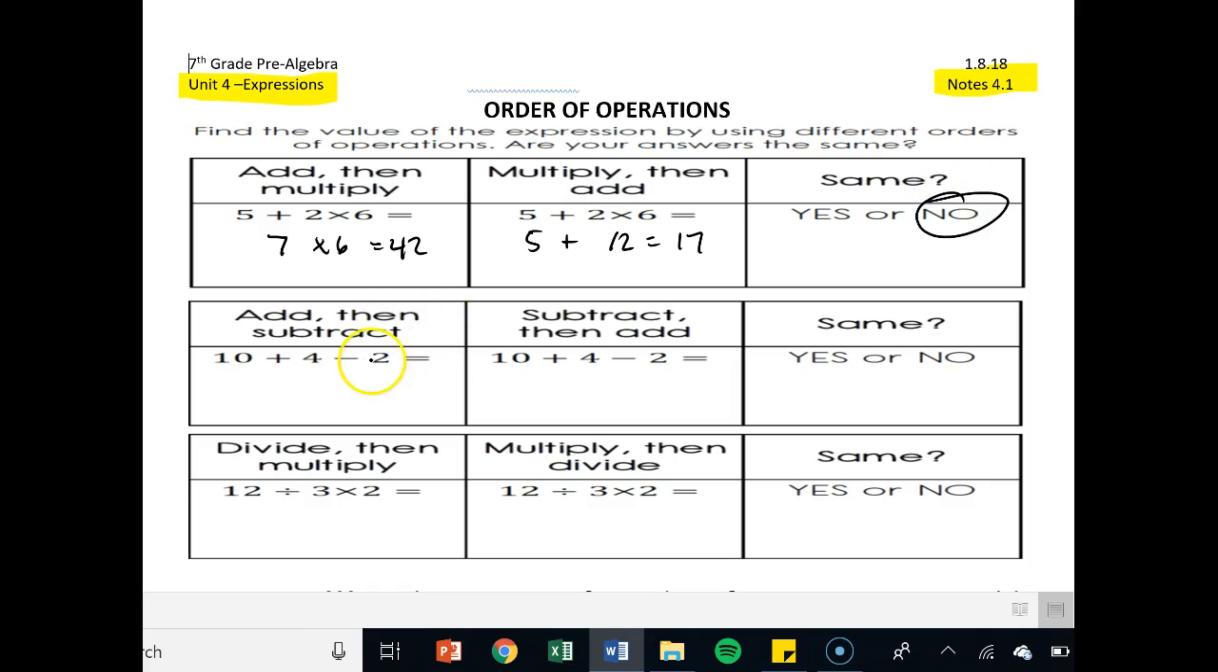All right, add then subtract. 10 plus 4 is 14, minus 2 is 12. Okay, subtract then add. 4 minus 2 is 2, plus 10. 10 plus 2 is equal to 12. So yes, they are the same. Interesting. Notice they weren't the same when you multiplied and added and switched up the order, but they were the same when you added and subtracted.